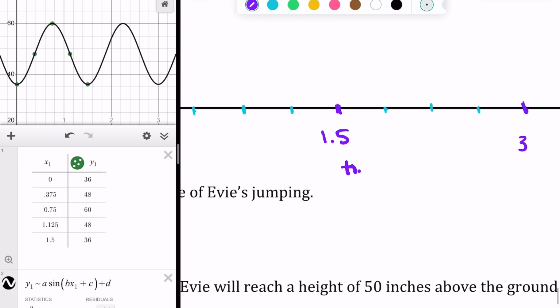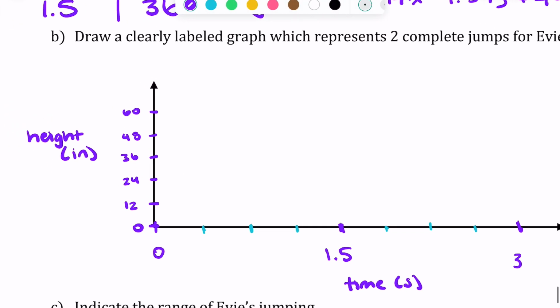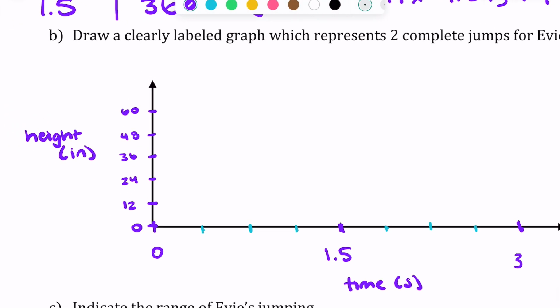Okay, and I'm going to go ahead and label things: time in seconds, height in inches. I don't actually need this graph anymore now that I've chosen a scale that works for me. And I'm going to say Evie's height as she jumps on the bed.